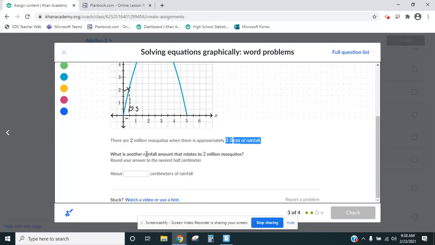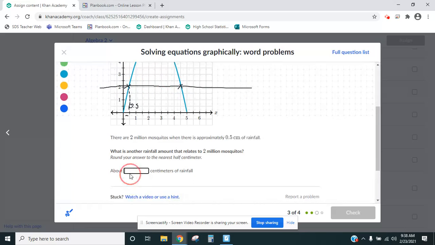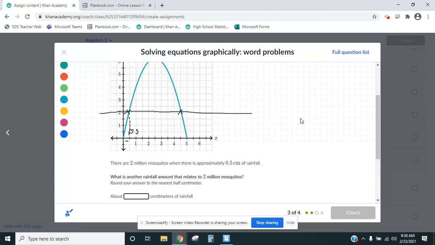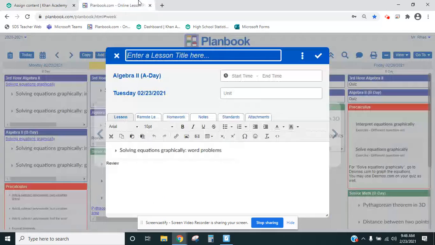Where is another rainfall amount that relates to 2 million mosquitoes? So again, I like to draw this nice horizontal line, and I want to see where it intersects. Round to the nearest half centimeter, I would say about 4.5. Wouldn't you agree? Okay. Let's go back here.